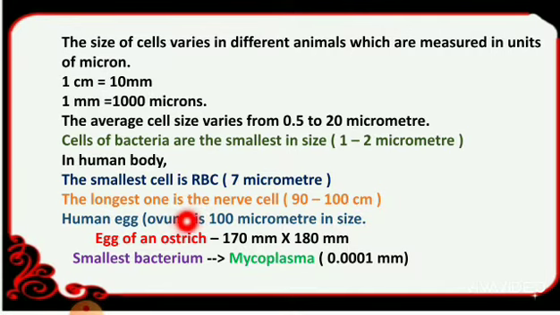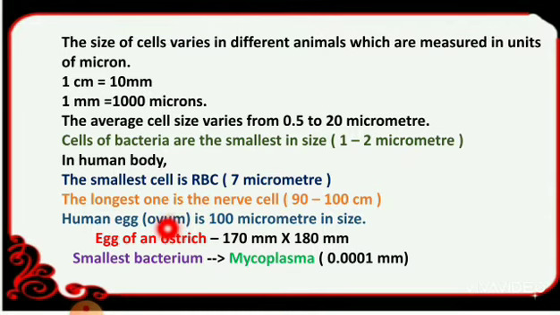The longest one is the nerve cell that ranges 90 to 100 centimeter. Human egg, that is ovum, is 100 micrometer in size. Egg of an ostrich is 170 millimeter by 180 millimeter. So this is the largest cell. It measures about 170 millimeter by 180 millimeter in diameter. It is about 25,000 times bigger than a red blood cell.